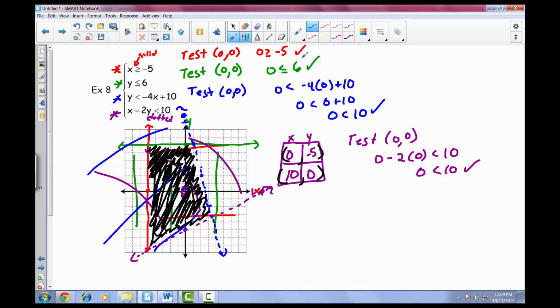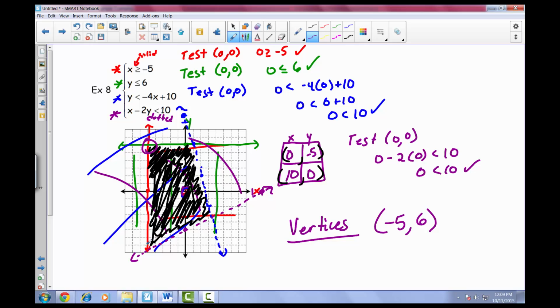Now we want to go ahead and look at the vertices of this. Well, this vertex with the green and the red is pretty obvious there. We see that it's happening at -5, 6. So for one of our vertices, it's happening at -5, 6. Now for some of our other vertices, they are a little bit harder to identify. So let's go ahead and look at them one by one.